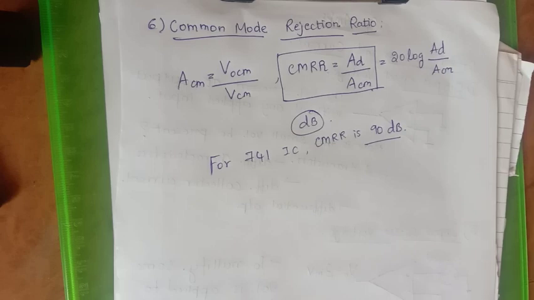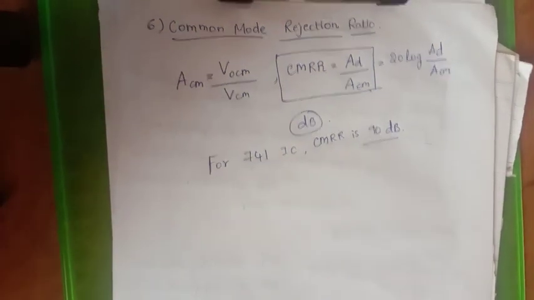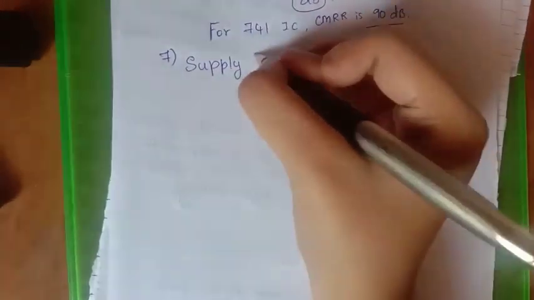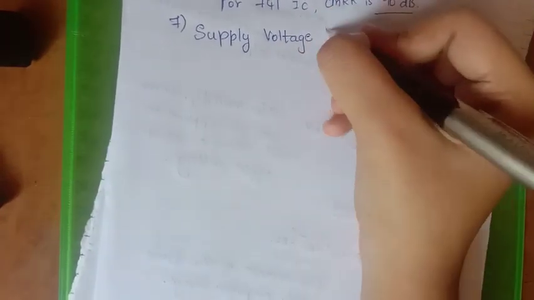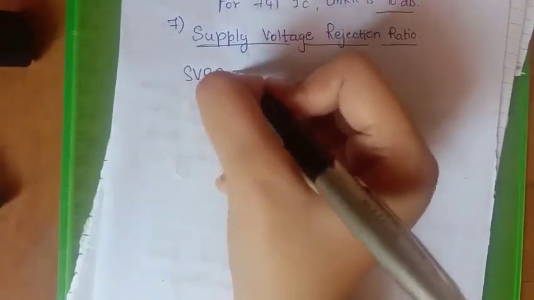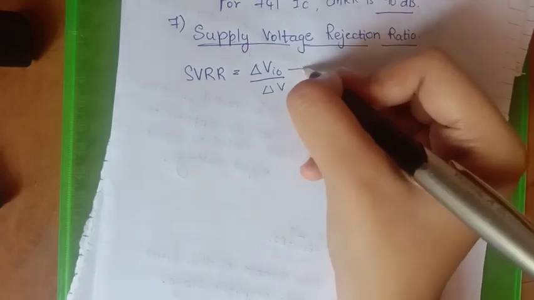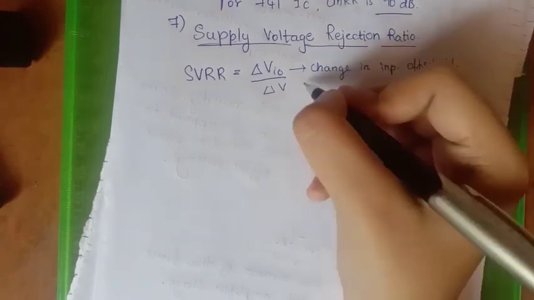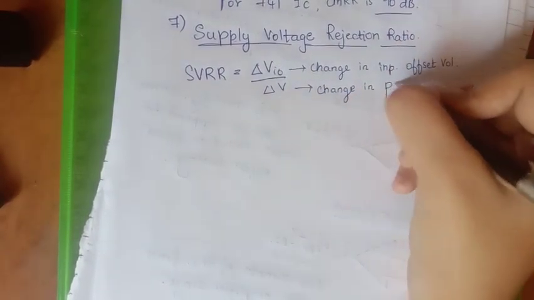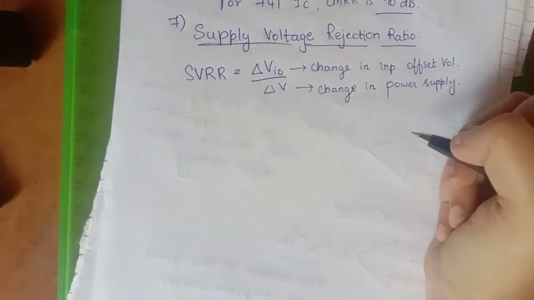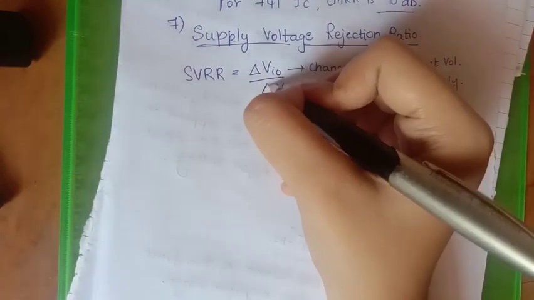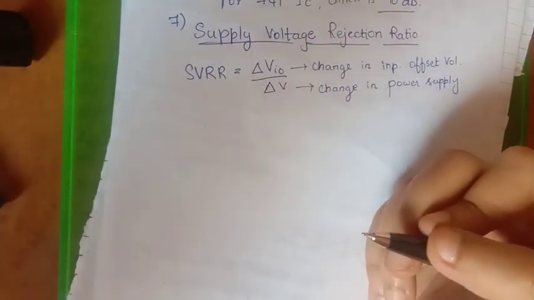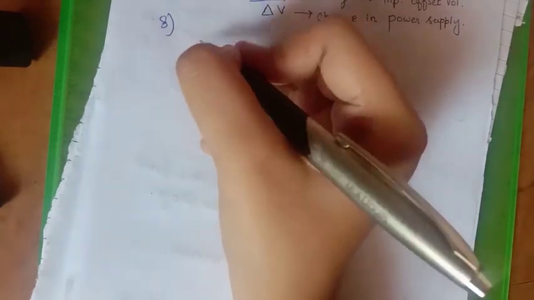Next is the supply voltage rejection ratio, that is the change in an op-amp's input offset voltage, VIO, caused by the variation in the supply voltage. It's given as delta VIO divided by delta V, where delta VIO is the change in the input offset voltage and delta V is the change in the power supply. That's about the SVRR.